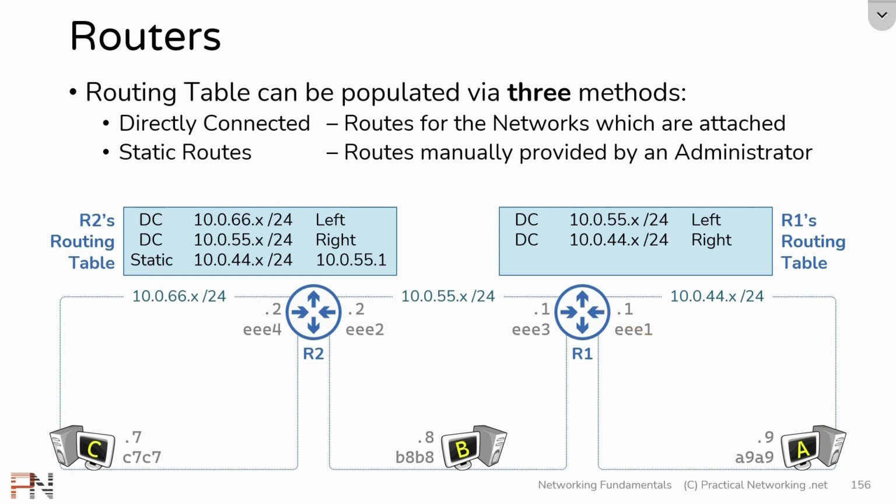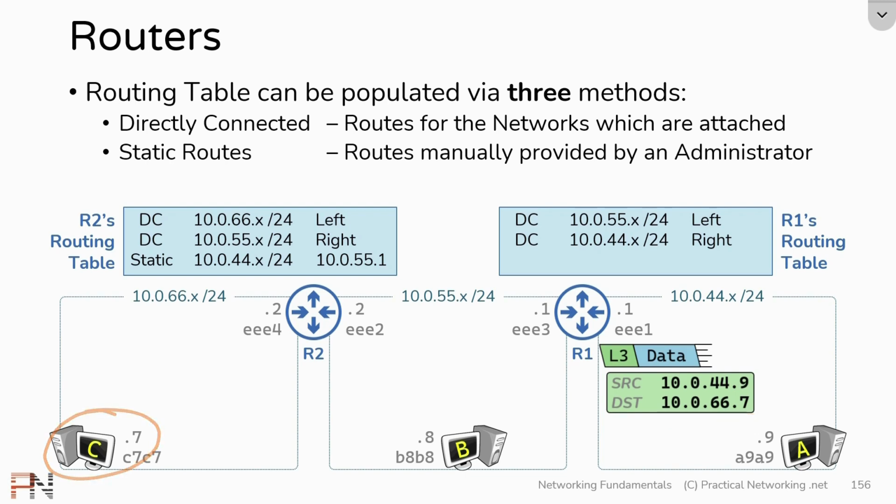But what happens if host A responds? This response is going to have a destination IP address of 10.0.66.7, which is host C's IP address. And when R1 receives this response, it's going to take a look at its routing table, and at the moment, router 1 does not know how to deliver this packet. So normally, router 1 would just drop this packet.